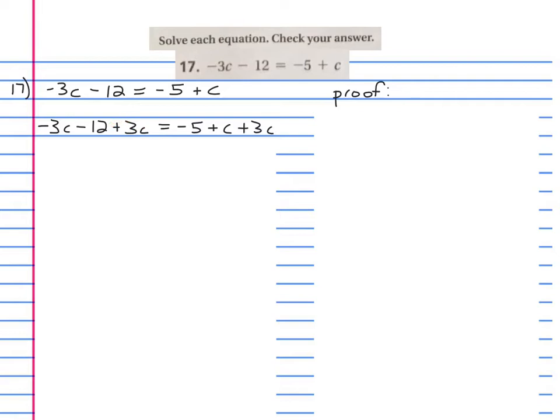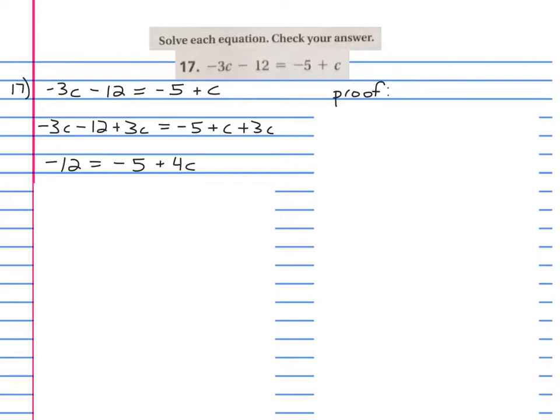So we've got what was originally there, and then the plus 3c. What was originally there, and then the plus 3c at the end. And now when I combine like terms, I get this. These two cancel out to leave negative 12, and these two combine to be 4c.